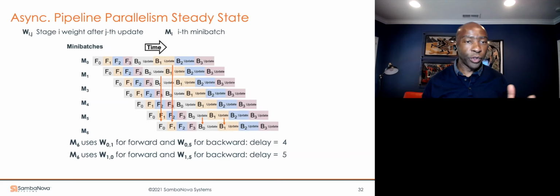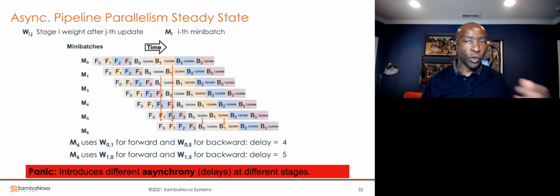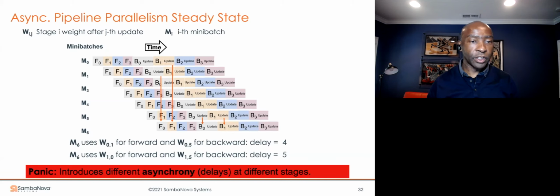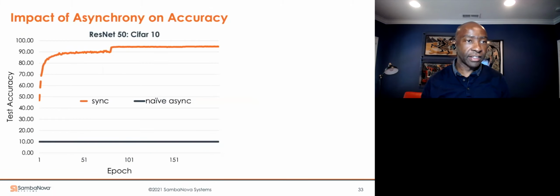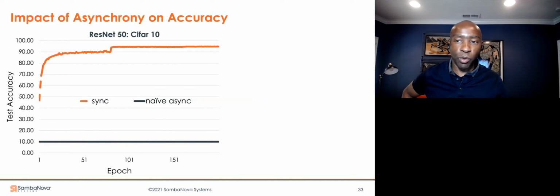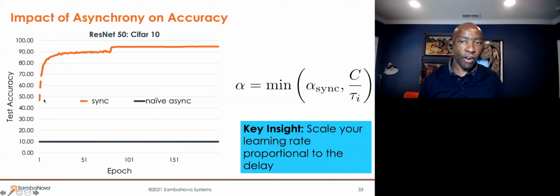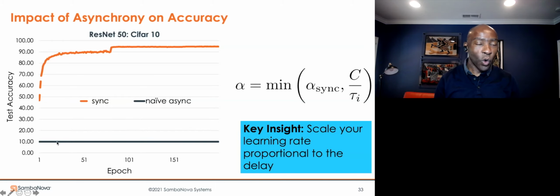And what happens when you do this? Well, if you do this and you don't do anything else, what you get is a training algorithm that doesn't work, right? Basically you get a result which is no better than random guessing. So this naive asynchronous algorithm doesn't really converge. The synchronous algorithm converges to a test accuracy of 95%, and the naive algorithm converges to a test accuracy of 10%, right? So that's pretty lousy. And so what can we do about it?